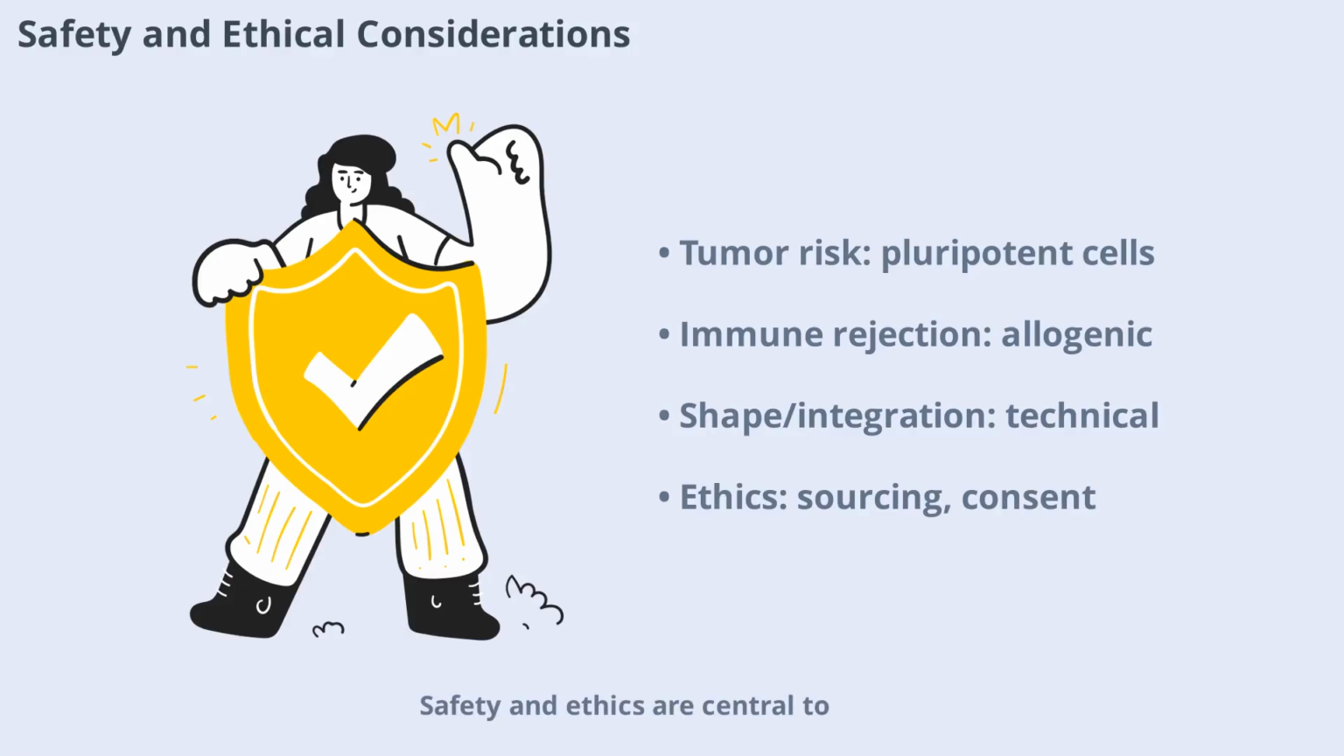Safety and ethics are central to the clinical translation of tooth regeneration. Pluripotent stem cells carry a risk of tumor formation, and allogenic therapies may trigger immune rejection. Achieving correct tooth shape and integration is technically demanding. Ethically, stem cell sourcing should avoid embryonic tissues when possible, and patients must be fully informed about the experimental nature and risks of these treatments. Accessibility and cost are also important considerations for equitable healthcare.